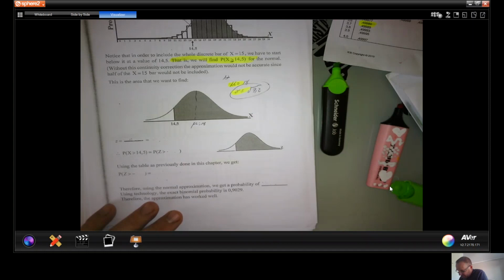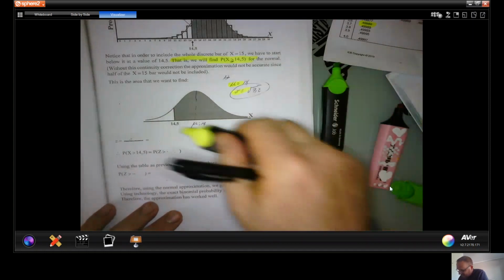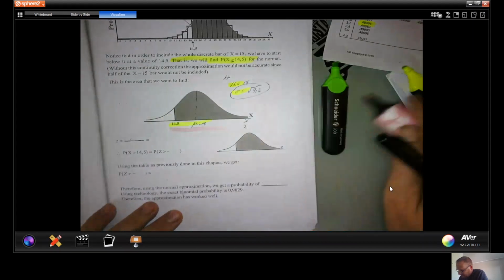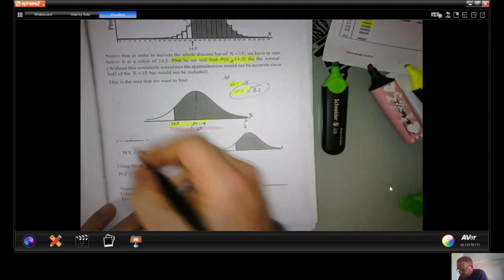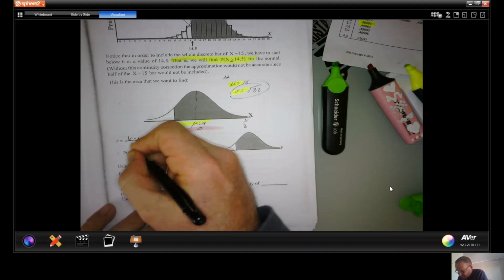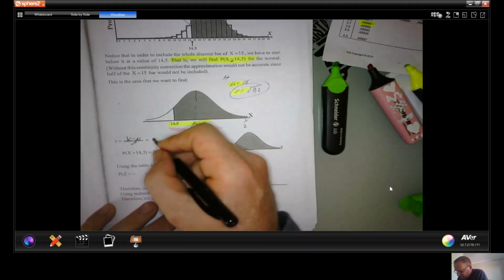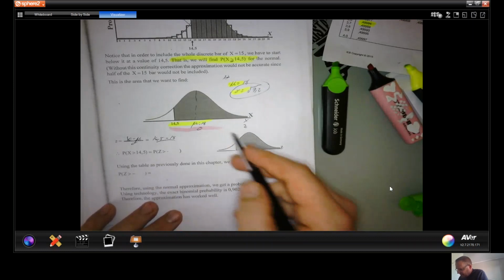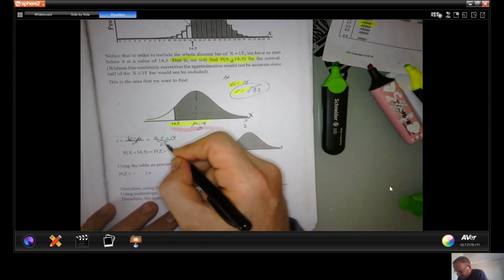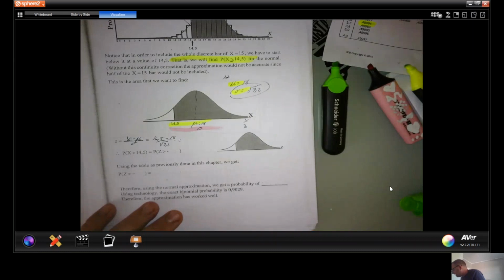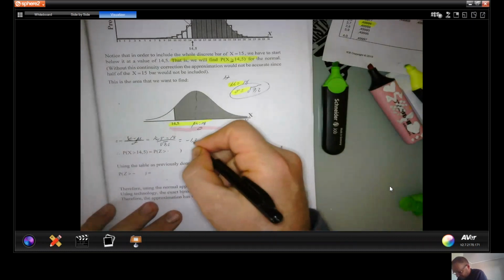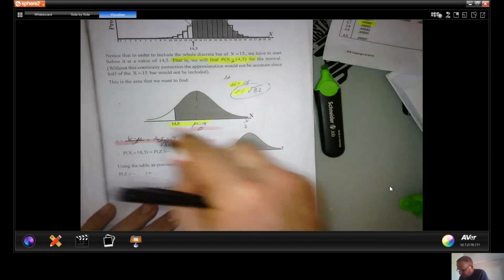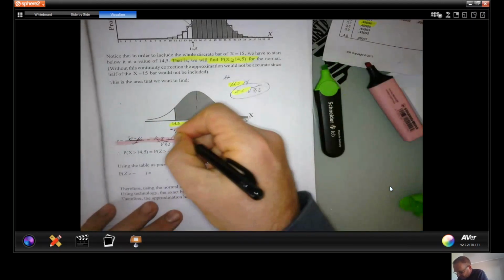So the first thing you have to do is get your Z scores. These are my X scores. My Z score here would be 0. This Z score is going to be X minus mu over sigma, which is equal to 14.5 minus 18 over sigma, and sigma was root 7.2. If you put that into your calculator, you're going to get negative 1.30. So this is your Z score, negative 1.30.